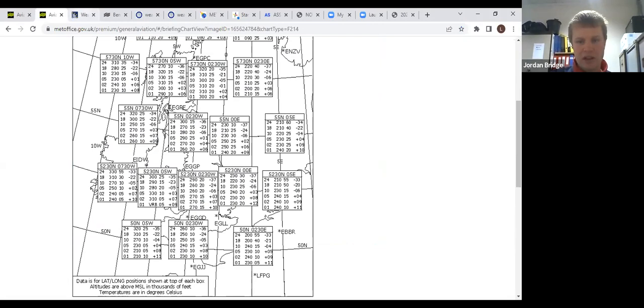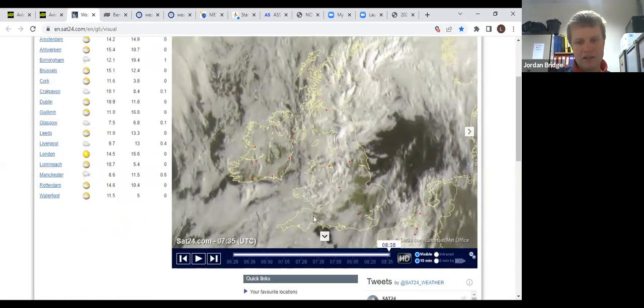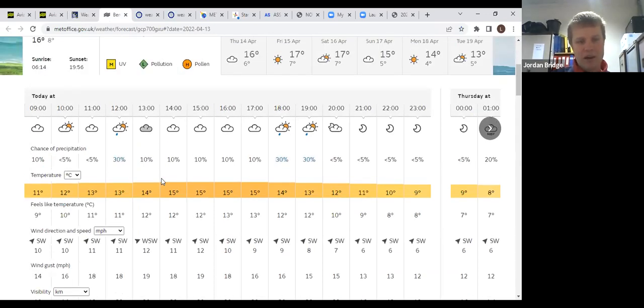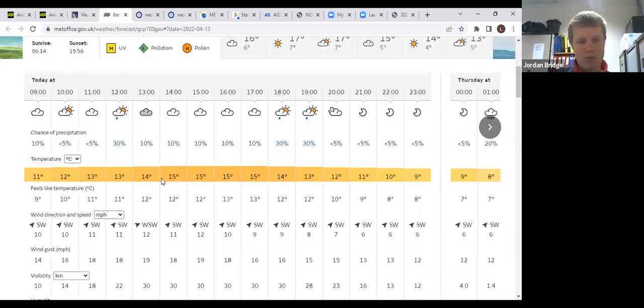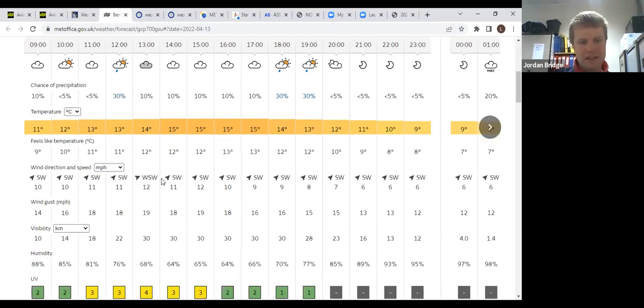Satellite picture over the UK shows a fairly cloudy start with some holes. I think it'll just vary throughout the day. Not going to see loads of sunshine, but we will see gaps in the clouds, and the weather systems are generally higher up. Public forecast showing the chance of an odd shower, 15 degrees, so feeling a bit warmer, and southwest winds. So we'll see how we deal with that.